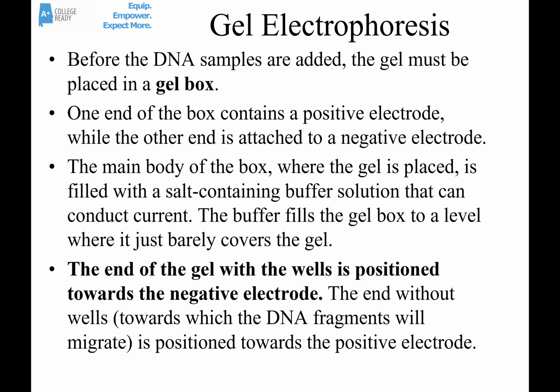Before we put the DNA samples into the gel, the gel is put into a gel box, sometimes called an electrophoresis chamber. One end of the box is attached to a positive electrode, the other to a negative electrode. Where we put the gel, the main body of the box, we fill with a buffer solution that contains salts and will conduct electricity between the two ends. As I said before, the end of the gel with the wells is always positioned toward the negative electrode.